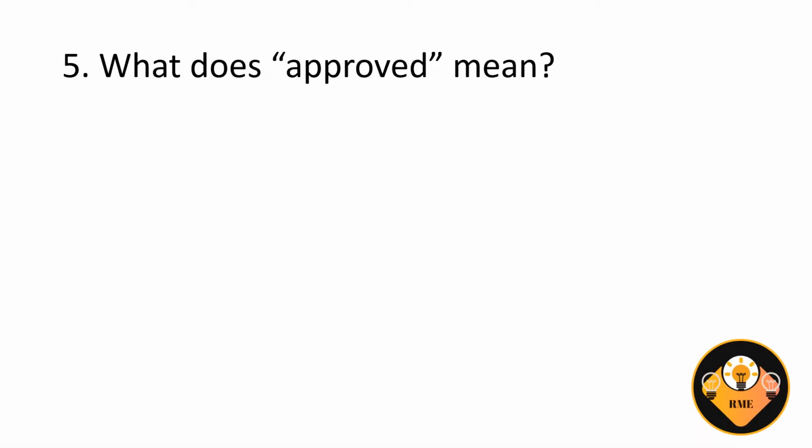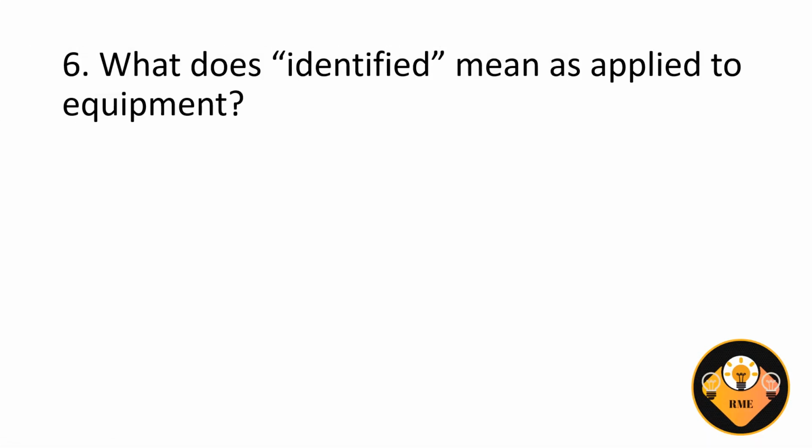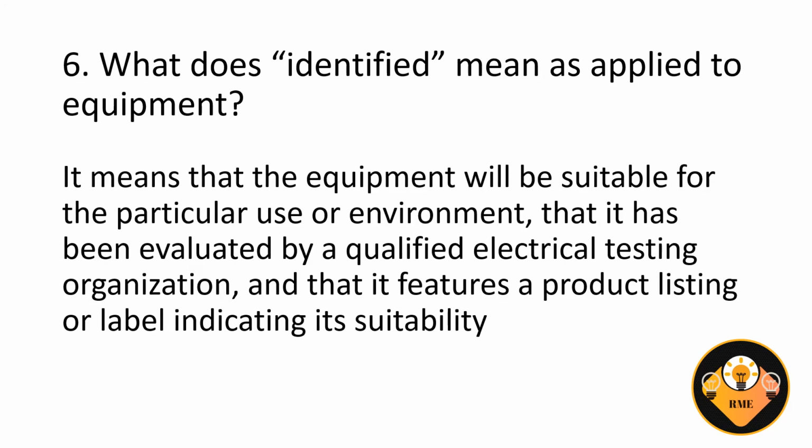Number 5. What does approved mean? Any appliance, wiring material or other electrical equipment that is acceptable to the enforcing authorities. Underwriters Laboratories is, by far, the most acceptable authority to inspectors. Number 6. What does identified mean as applied to equipment? It means that the equipment is suitable for the particular use or environment, that it has been evaluated by a qualified electrical testing organization, and that it features a product listing or label indicating its suitability.